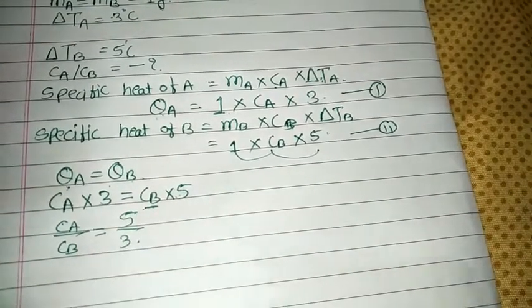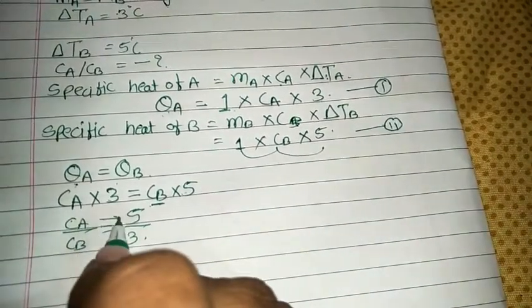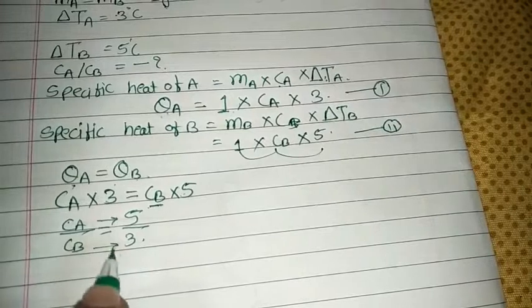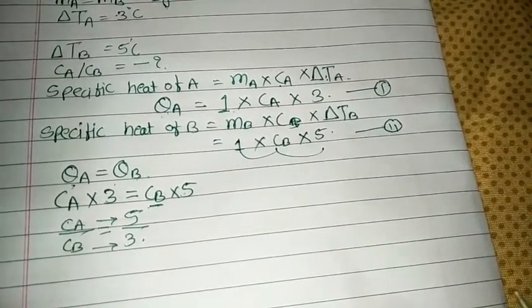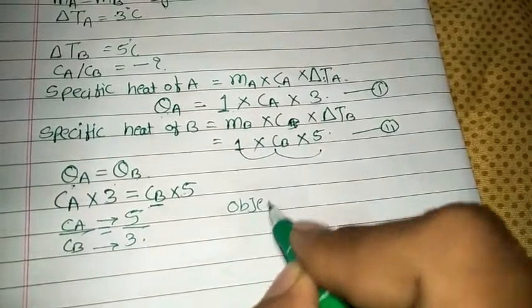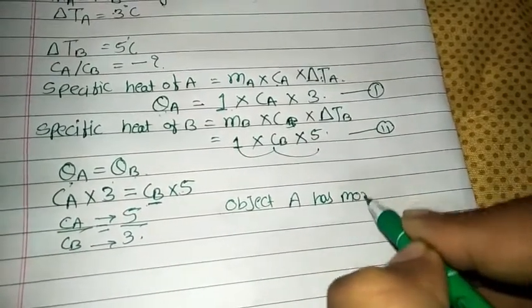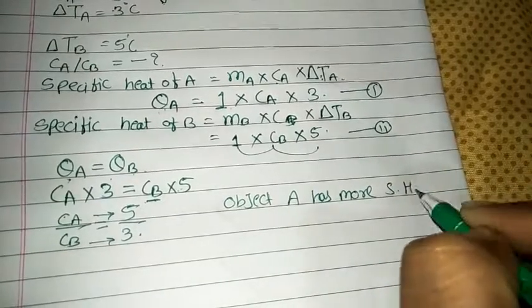Okay, so now object A has the specific heat capacity proportional to 5, while B has the specific heat capacity proportional to 3, which clearly shows that object A has more specific heat capacity.